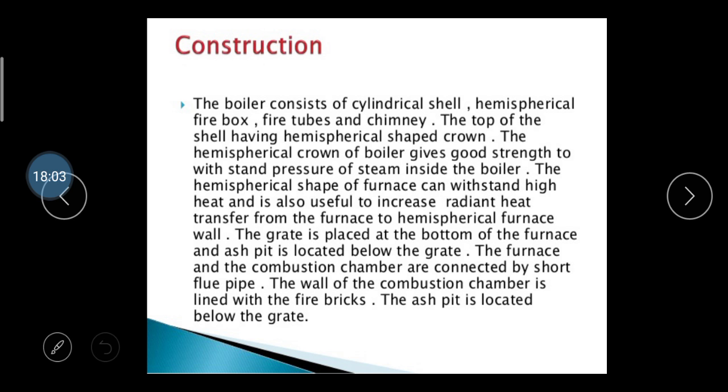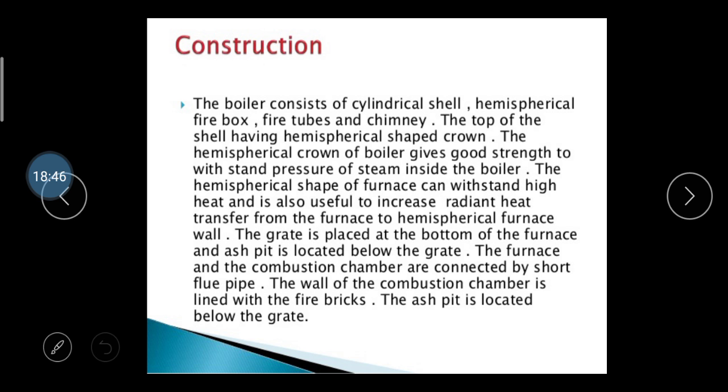The hemispherical shape allows the furnace to withstand higher heat, and it also provides increased radiant heat transfer to the furnace wall. The grate is placed at the bottom of the furnace, and the ash pit is located below the overall boiler. The combustion chamber is connected with a short fuel pipe, lined with fire bricks, and the ash pit is located below the grate. Here is the construction of the overall boiler.